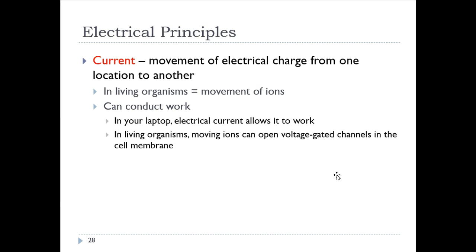Current is the movement of charges from one location to the other. In living organisms, that's just going to be those ions, those cations and anions, going from one side of the cell to the other. But your laptop, so many things are controlled this way, where you have the positive and negative ends come together and it's going to charge something or make something work.